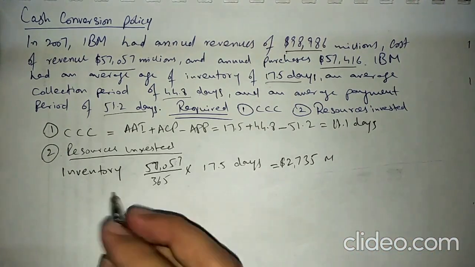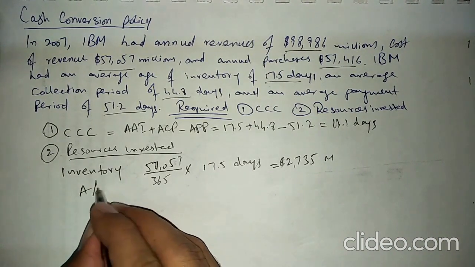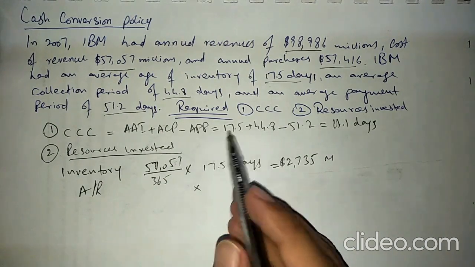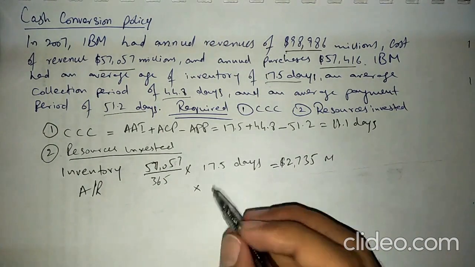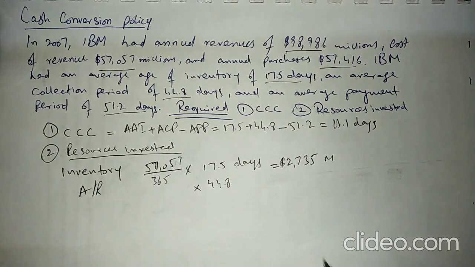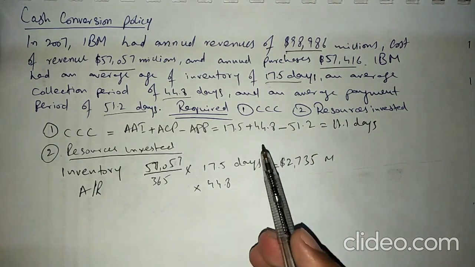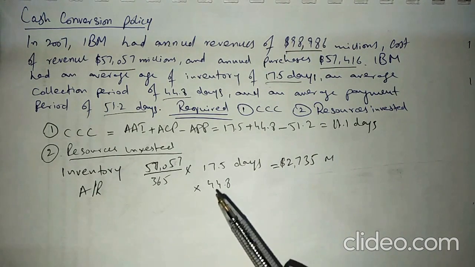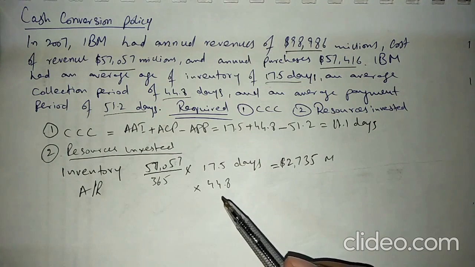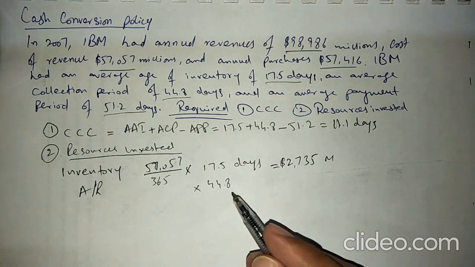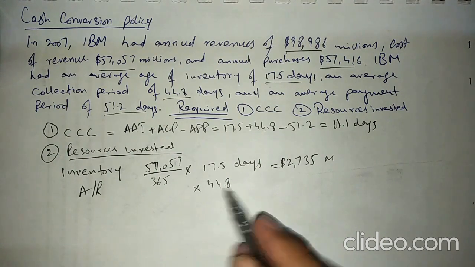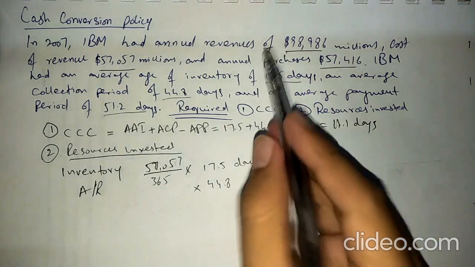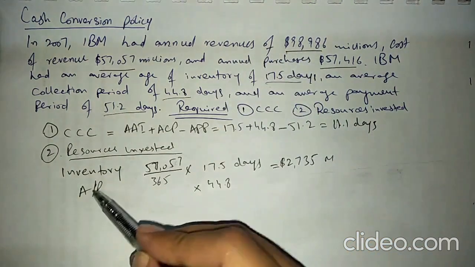And the next question is, how much money did IBM need to finance accounts receivable, and their average collection period is 44.8 days. So it means that when IBM sells the product to the customer, the customer pays after 44.8 days. So within these 44.8 days, how much cash is needed to support this accounts receivable? We can calculate it with the help of annual revenue. So annual revenue is a type of the account receivable.